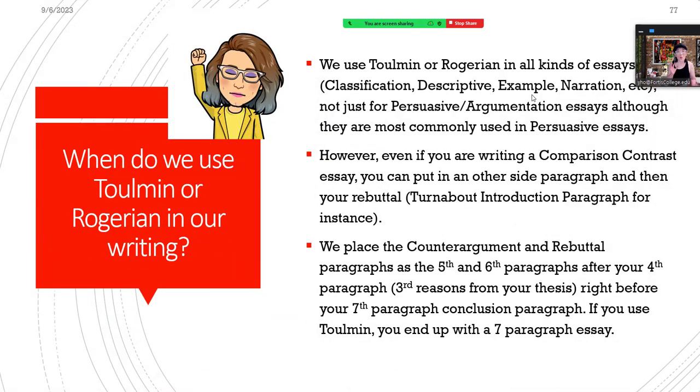And so we use Toulmin and Rogerian in all kinds of essays. Even in your comparison-contrast essay, you can stick in a Toulmin or Rogerian counter-argument and rebuttal to strengthen your argument that adulthood is better than childhood, or the other way around.